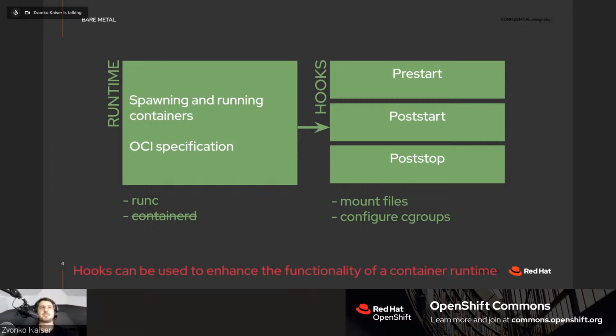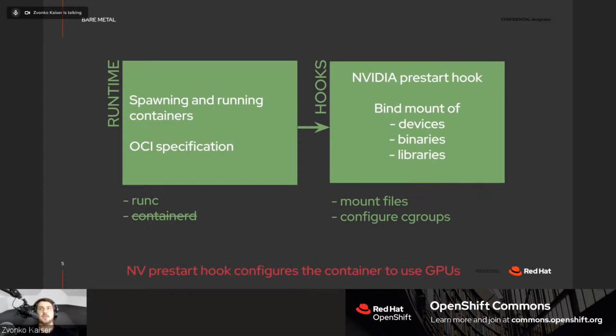Hooks can be used to enhance the functionality of a container runtime with functionality that the container runtime does not have. And in this case, it's to enable a GPU in a container. What the NVIDIA pre-start hook is mostly doing is bind mounting devices, binaries, and libraries into the container from the host. This way, it makes sure that the host and the container are in sync regarding the versions running on the host and in the container. So the pre-start hook configures the container to use GPUs.